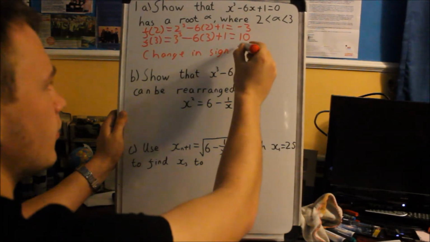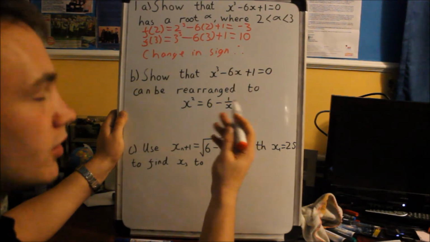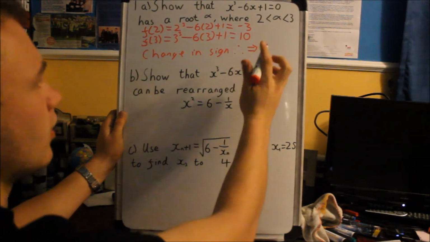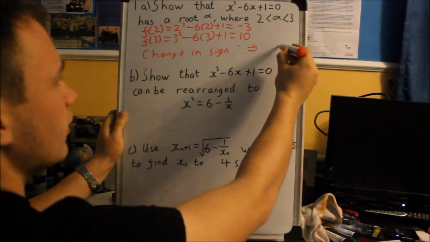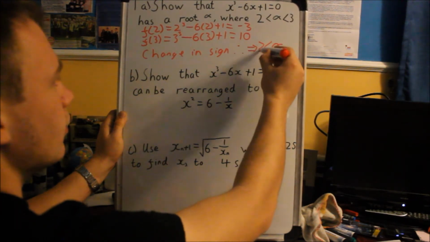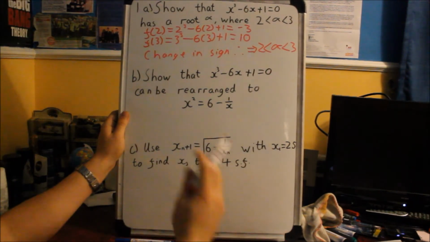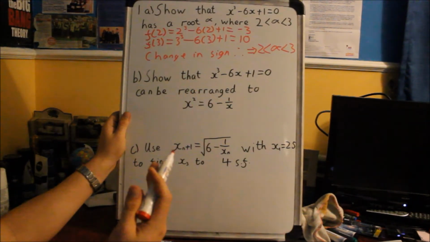You can either write therefore, which is a triangle of dots, or you can write this implies. Don't write both, I'm just showing. Alpha is greater than 2, but it's less than 3. So this comes up all the time, that part.